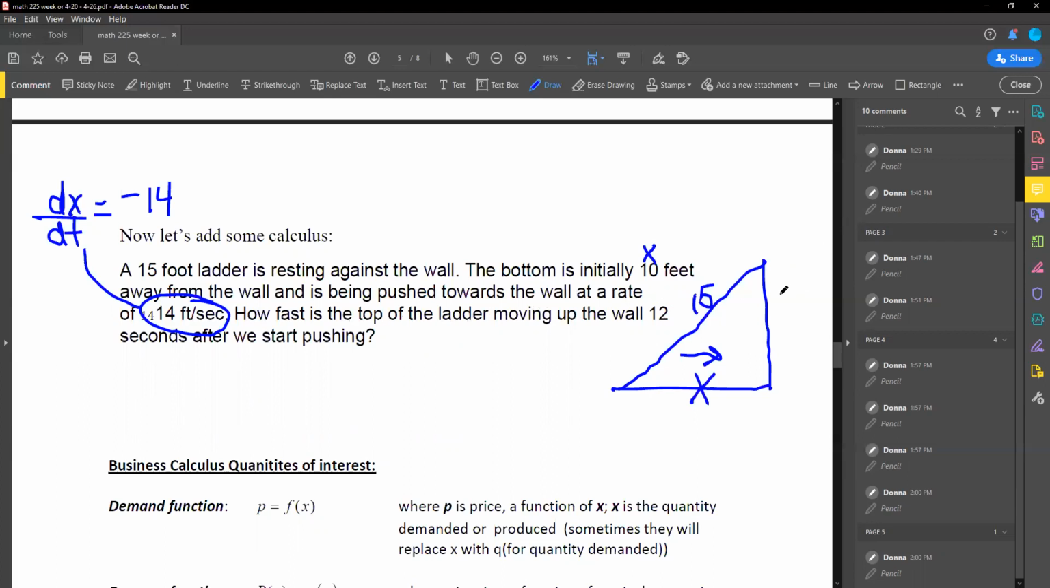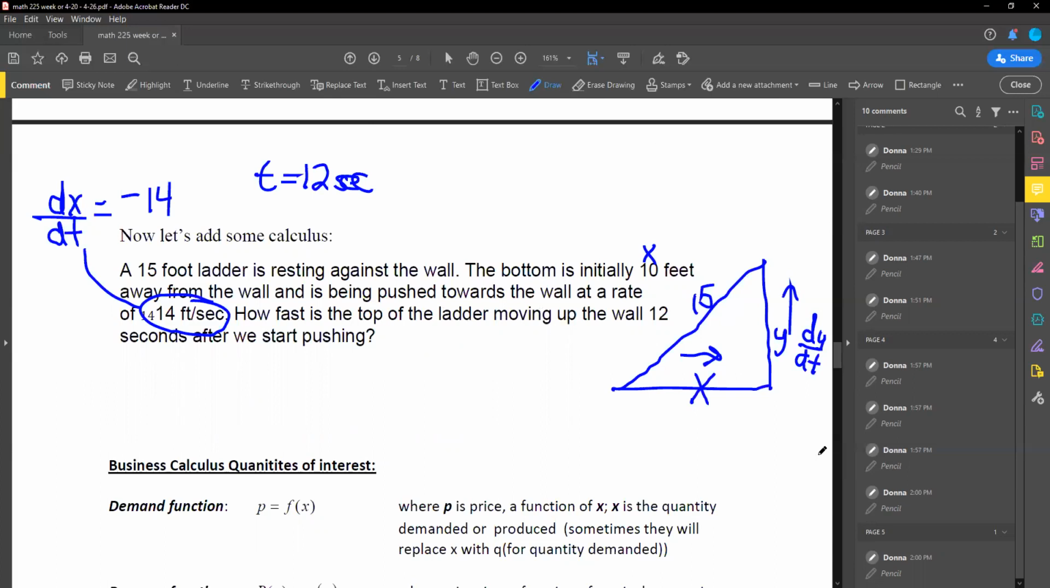So I want to know this. 12 seconds after we start pushing. So t is 12 seconds. We're going to hold on to that. And so we're being pushed up. I'm going to call this y. And so what we're after is dy/dt.